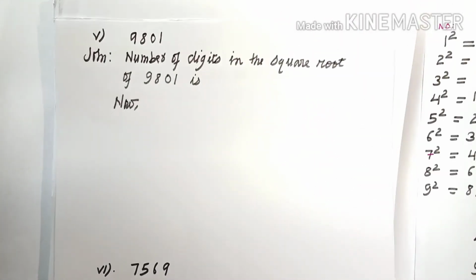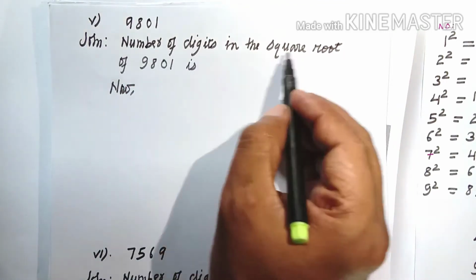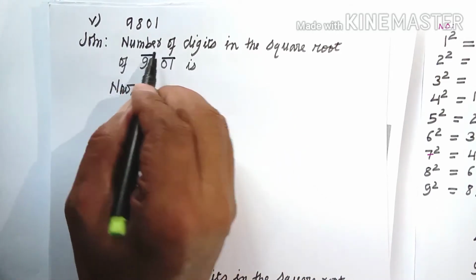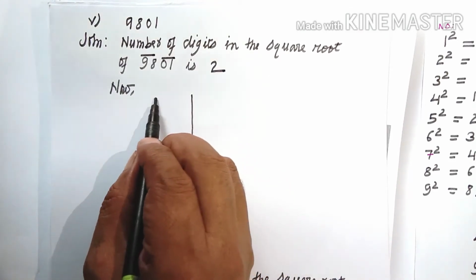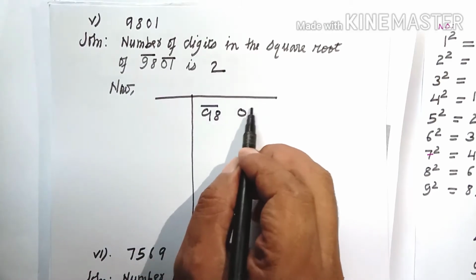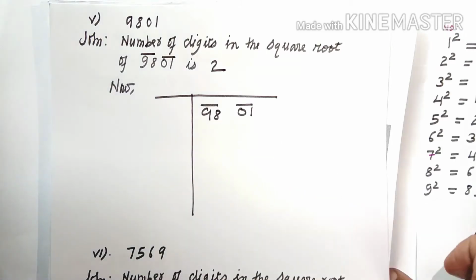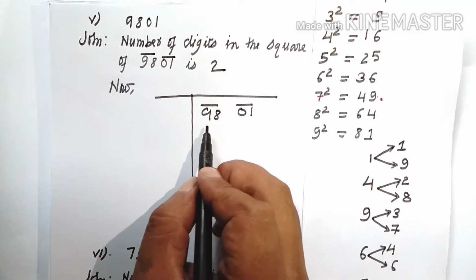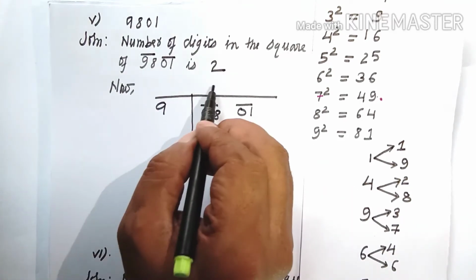Now sub question number 5. Again the same steps we are repeating here. Number of digits in the square root of 9801 is, how many pairs can we make here? Only 2 pairs. So 2 digits. Now to find out the square root here, you'll have to use the long division method. 98 is a pair, 01 another pair. Now you'll have to take the largest square closer to 98. So that means here we can take 81. So 81 is a perfect square of 9.